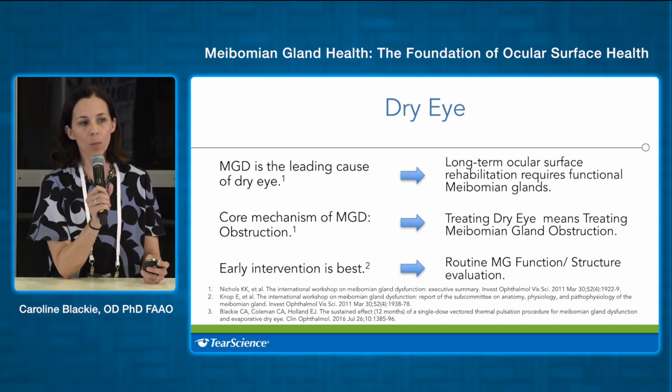We also know at this point that early intervention is best. Early intervention optimizes outcomes. With that in mind, we need technology to enable the routine evaluation of meibomian gland function and structure on all of our patients.